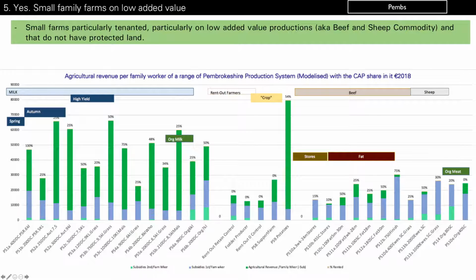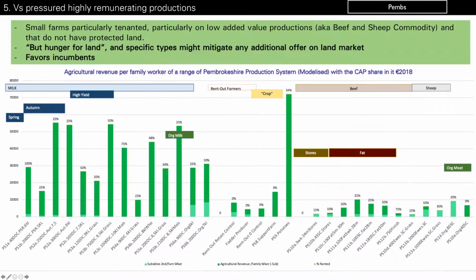On the flip side, we also have a hunger for land. Many farm types are expanding onto more land to cater for regulation needs or development of their production to match the reduction in BPS funding by an increased work productivity and output from the farm. This kind of vision might compensate for the removal of the BPS on the land market. And overall, it will keep favouring incumbents and will not be a solution for new entrants into farming.